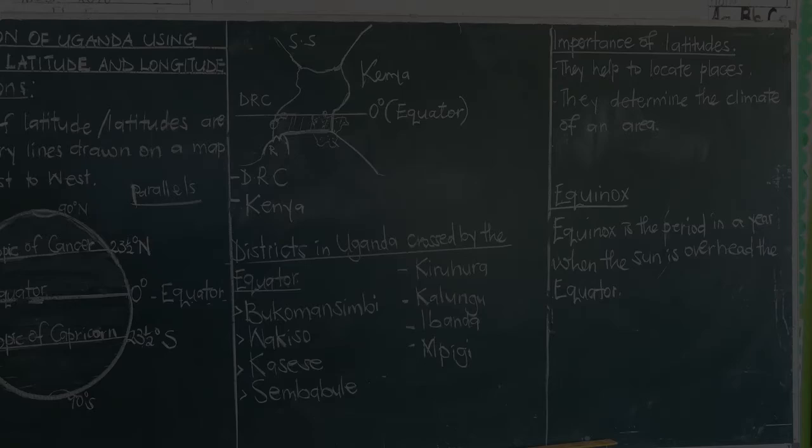Then we also have the other line which is important, that is marked 180 degrees. We call it the international date line.